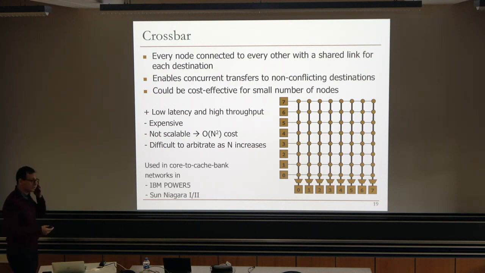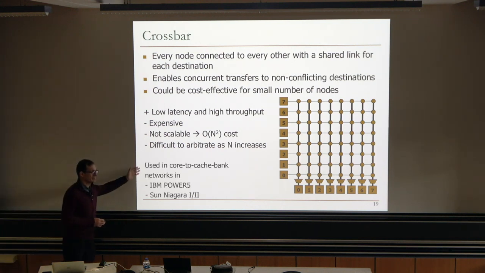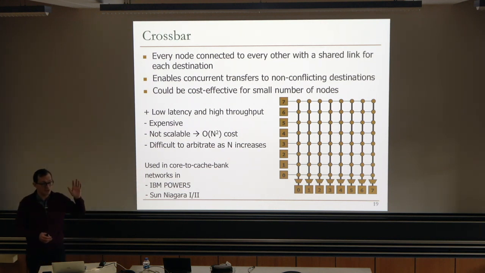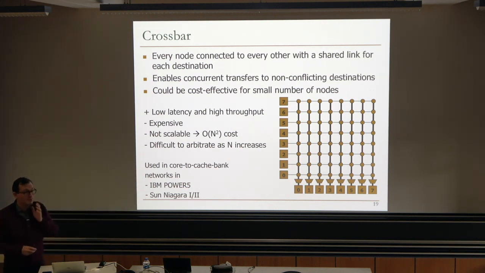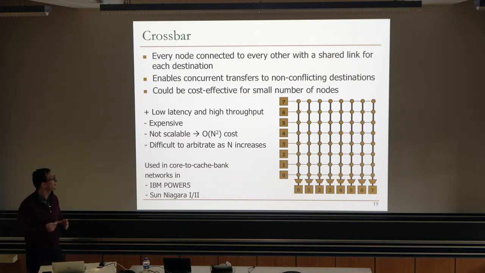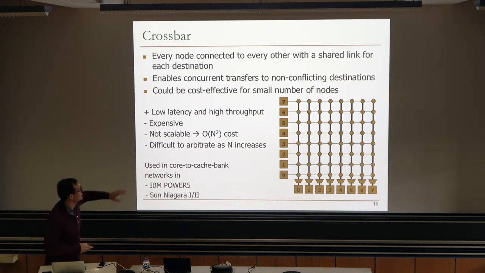Okay, so this is actually used in real systems, used in core-to-cache bank networks in a bunch of existing multi-core processors. Although as the multi-core systems started scaling, people started moving into rings right now, and more hierarchical rings. But I will show you an example over here.